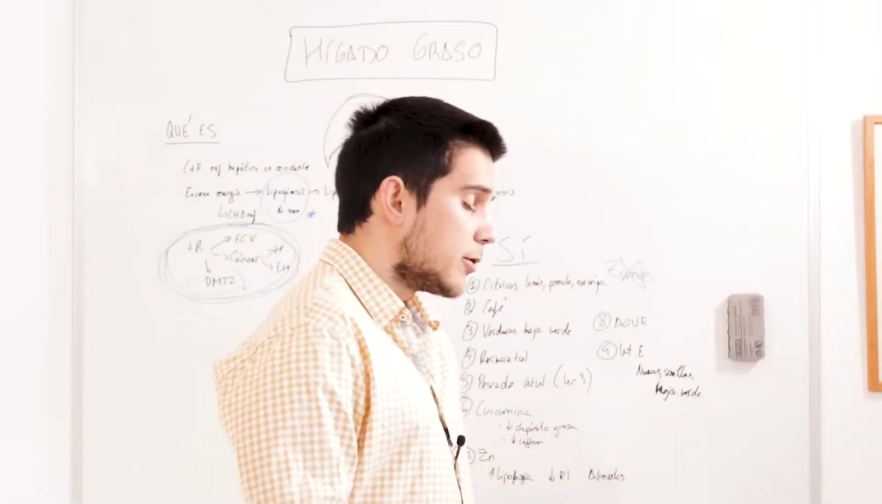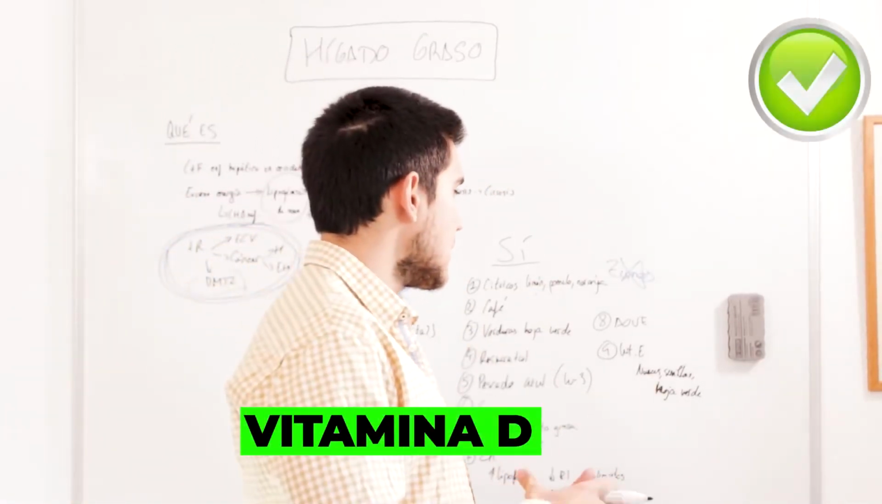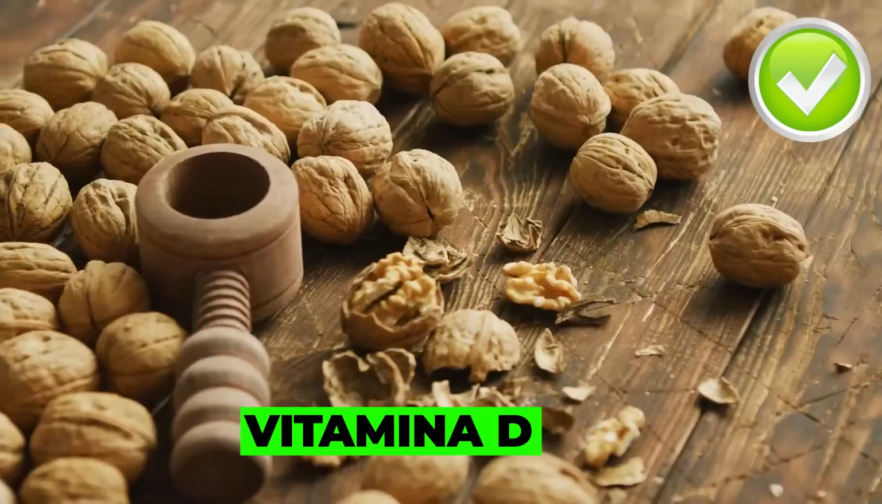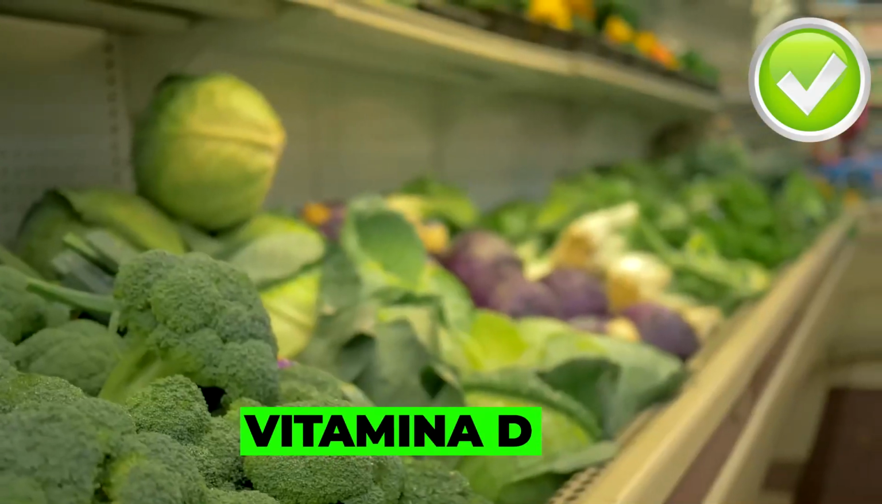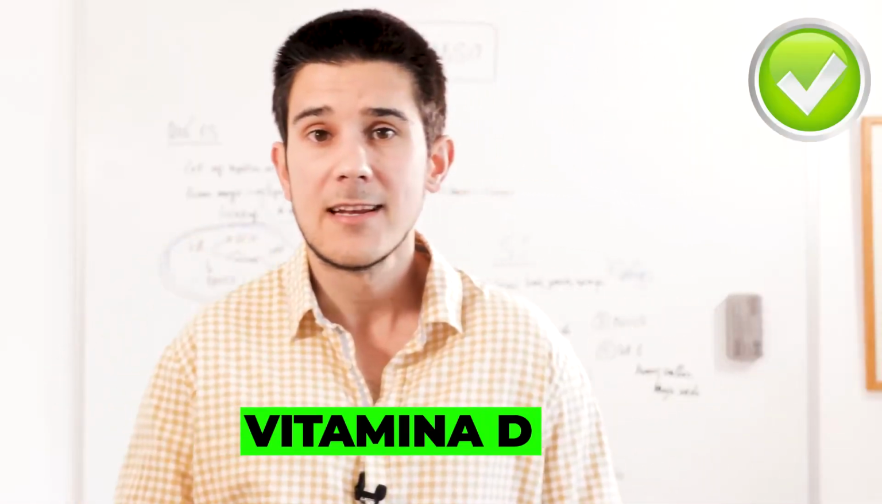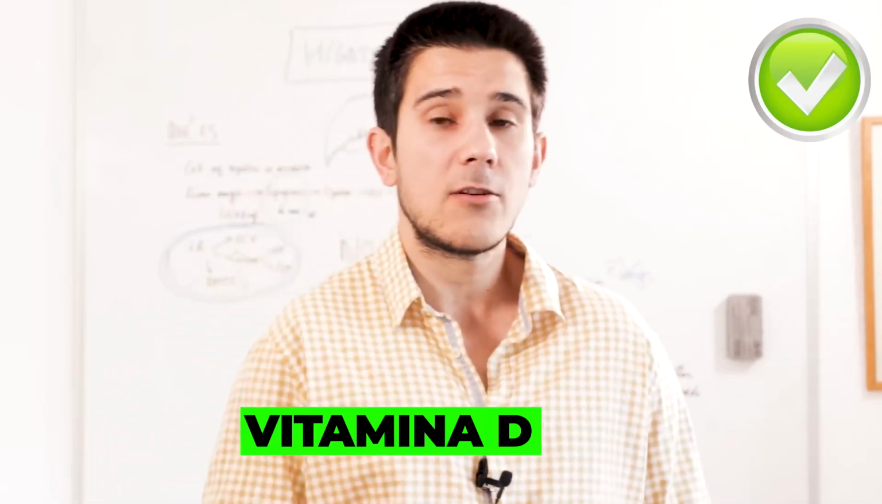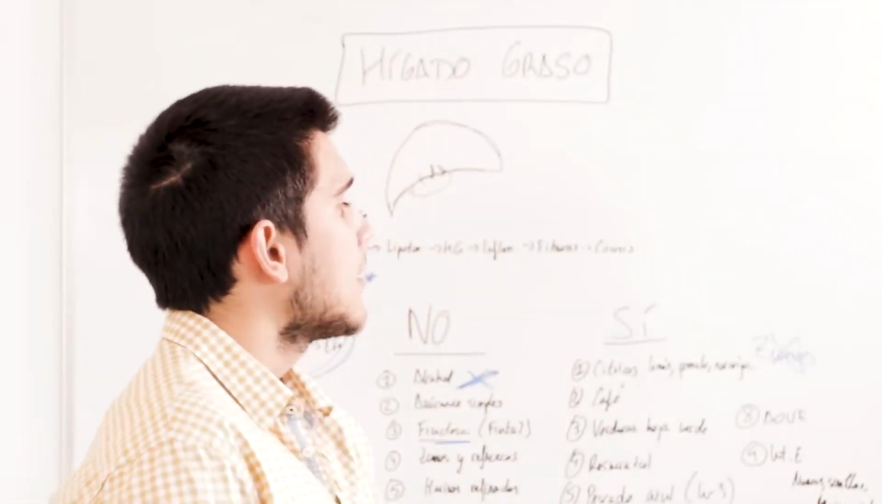And the ninth and last point is vitamin E. The most antioxidant vitamin of all is present in nuts. It's present in seeds. It's also present again in green leafy vegetables. Now you understand why it's so interesting to include them in the diet of a person with fatty liver. And now, yes, we have a list of 9 elements that you have to include if you want to improve your fatty liver.